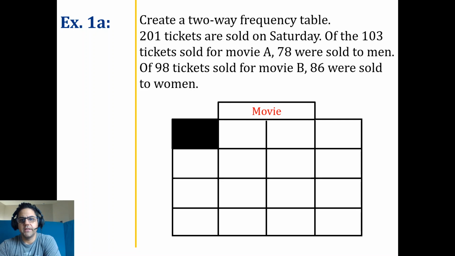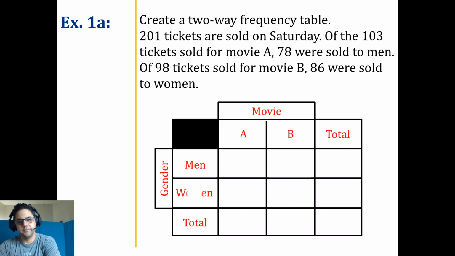So our two categories are movie and male-female gender. Movie A, B, men, women. Remember, our grand total goes in the bottom right corner. We look at the 103, and that is the total for movie A.